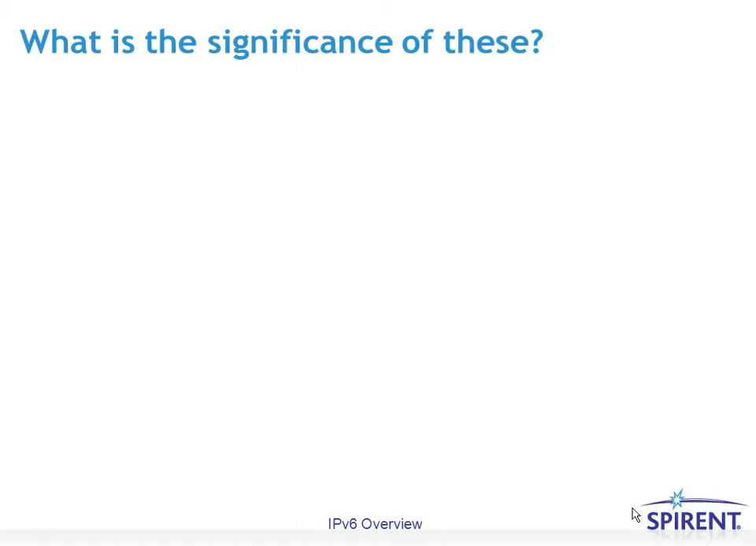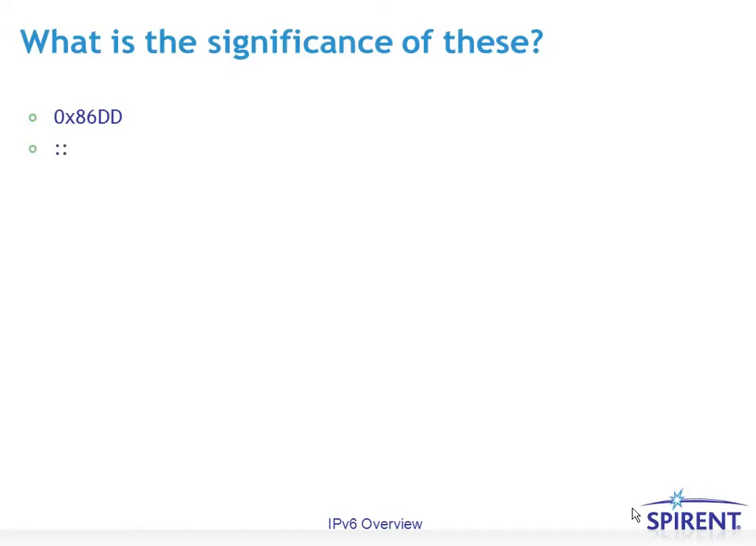So what is the significance of these? I'm going to pull up some bullets, one after another, of things that you should get used to looking at. First of all, hexadecimal 86DD. That is the ether type field for IPv6, just as hexadecimal 0800 is the ether type field for IPv4.